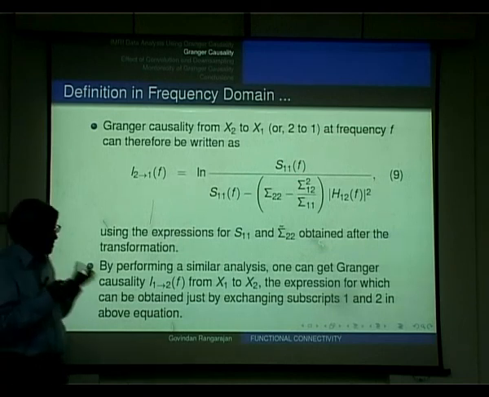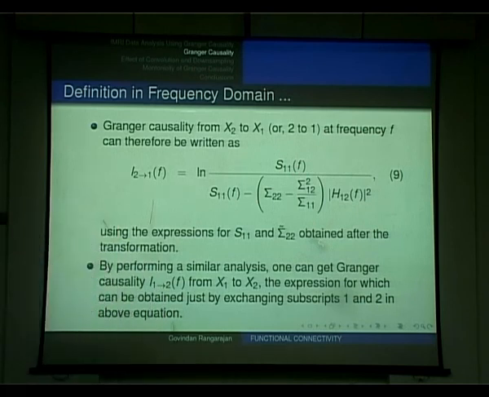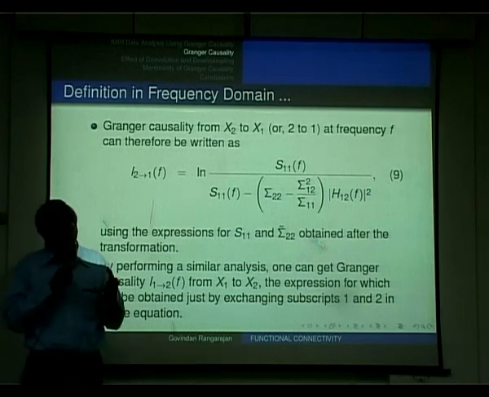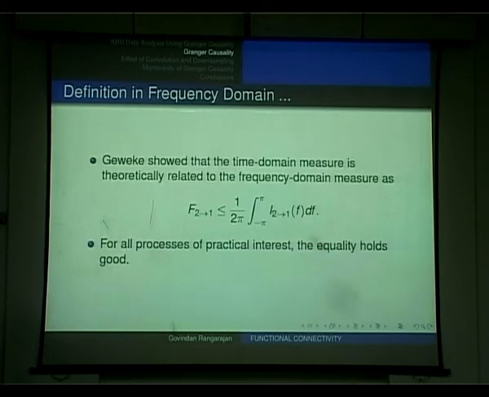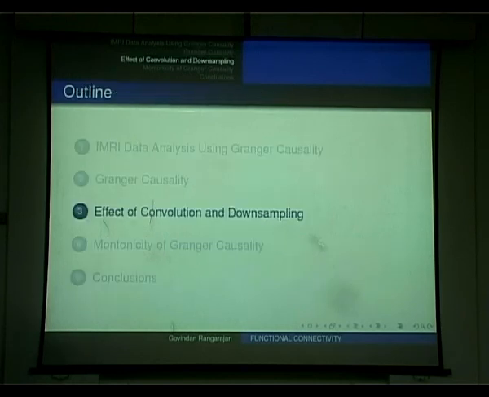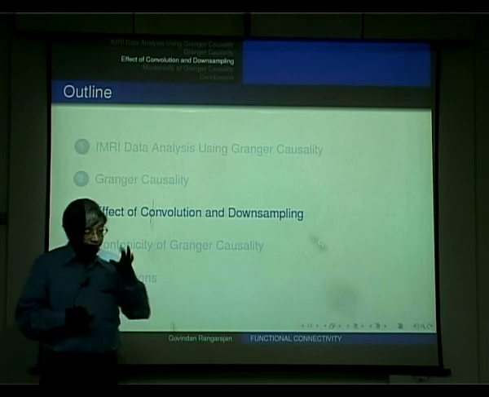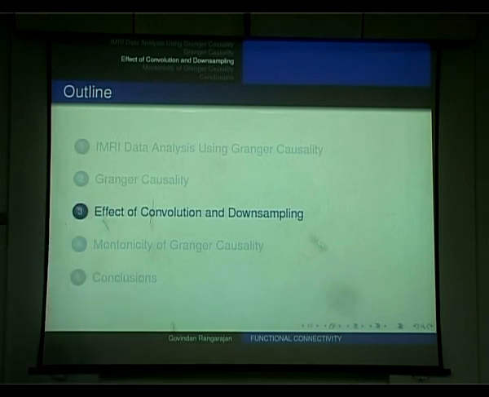So this is the basic concept in the frequency domain: you look at the power of process 1 and see how much of the power is contributed by process 1 itself and how much of it is contributed by process 2. And if process 2 is contributing some non-trivial amount of power to process 1, you will have a Granger causal relation from 2 to 1. You can do 1 to 2 similarly. And by integrating this Granger causality over all frequencies, you can get back the Granger causality in the time domain. So now let's go to the effect of convolution and downsampling on Granger causality.